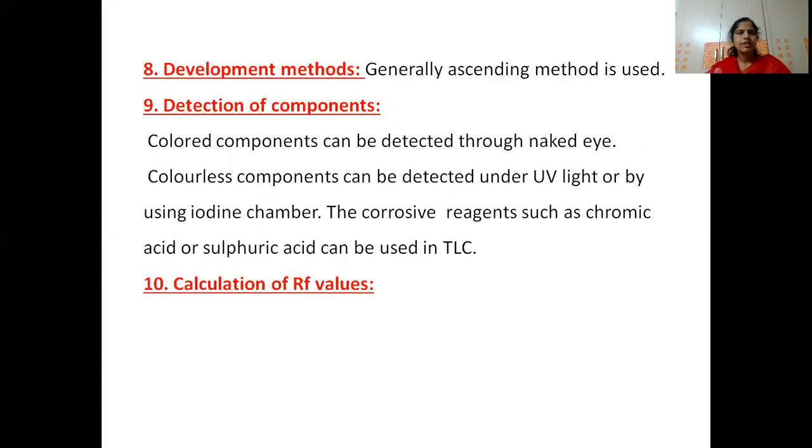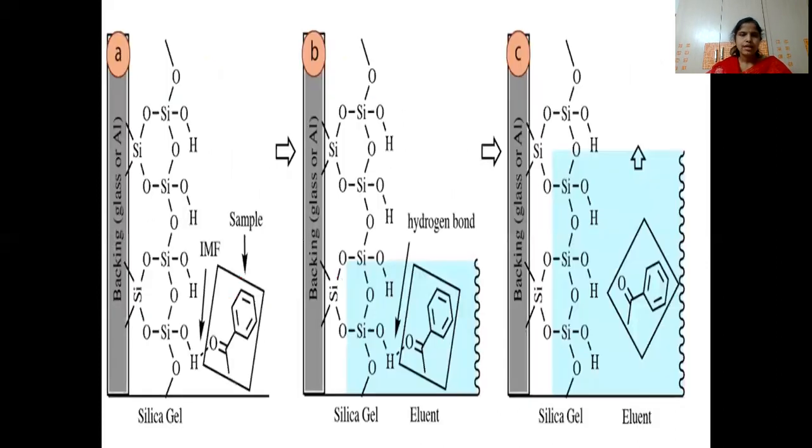After detecting the spots, what we need to do is calculate the RF values. RF stands for retardation factor, or retention factor. How to calculate it, we have seen in the last class. Again today we will see how to calculate the RF.